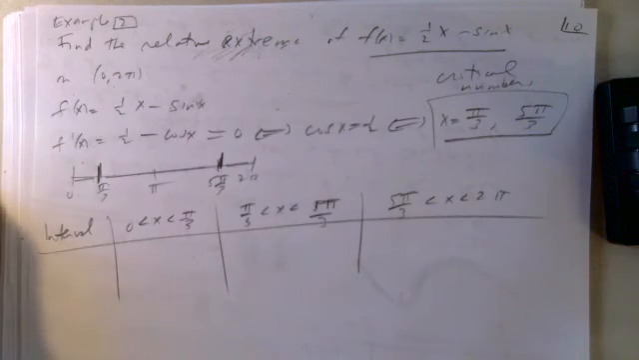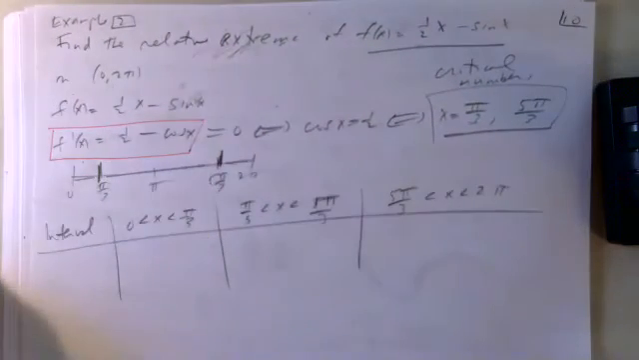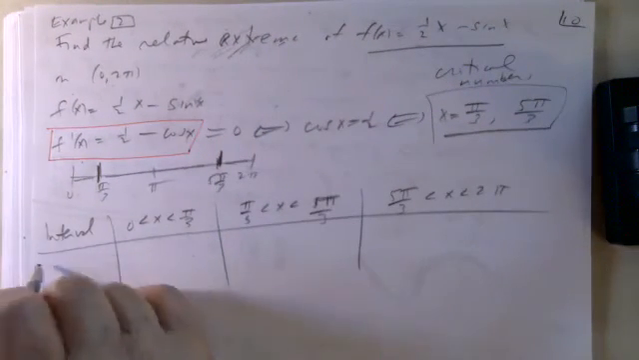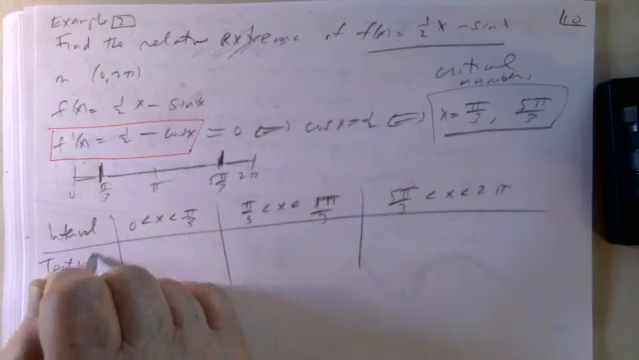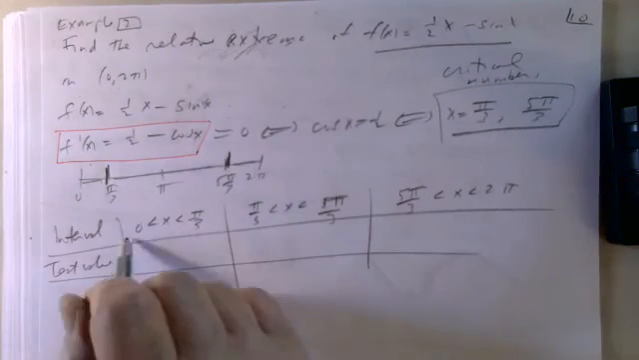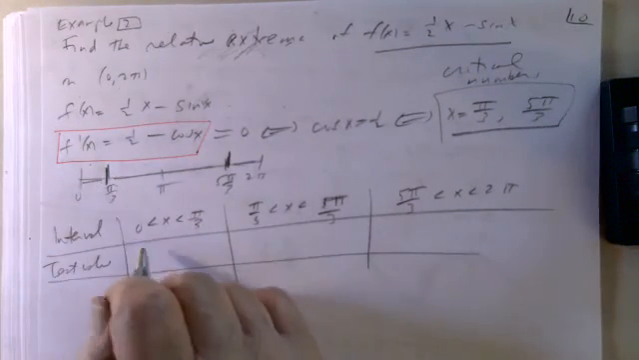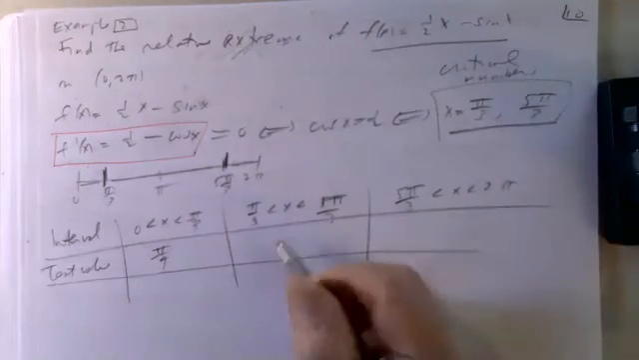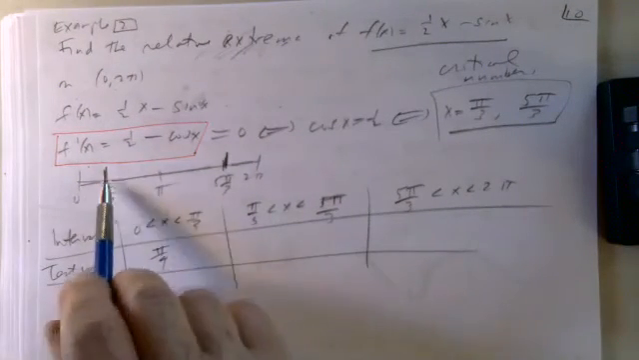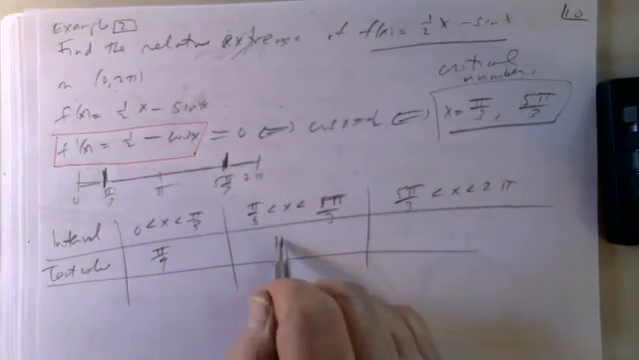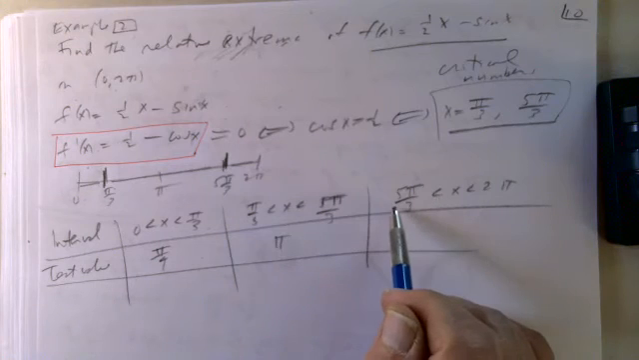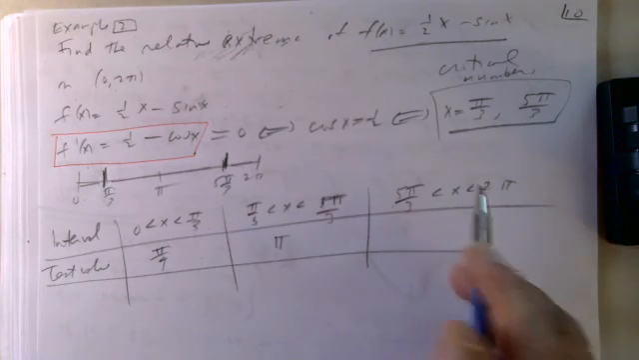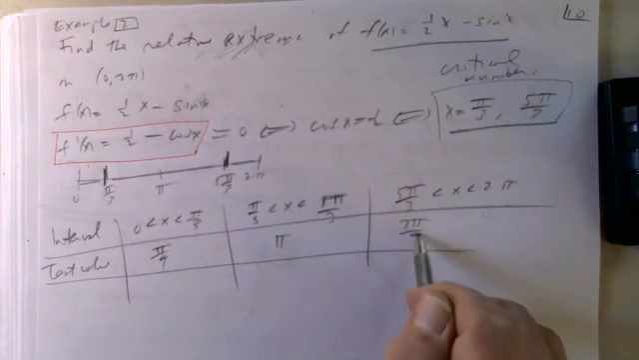So again, this is the derivative. Suppose for my test values, between 0 and pi over 3, I'll pick pi over 4. Between pi over 3 and 5 pi over 3, I'll pick pi. Between 5 pi over 3 and 2 pi, I'll pick 7 pi over 4.